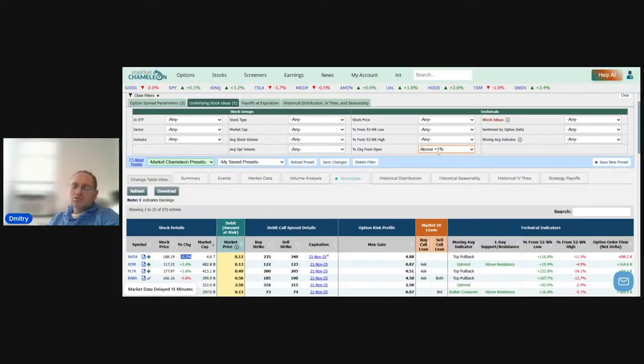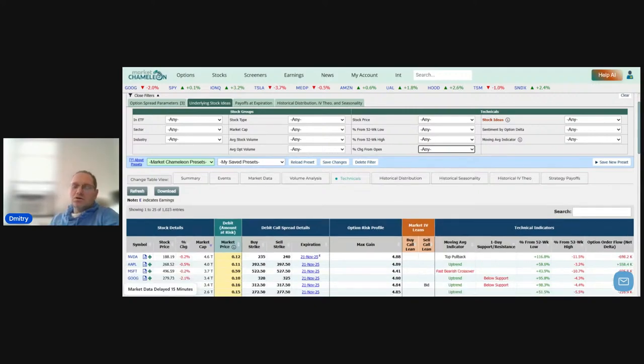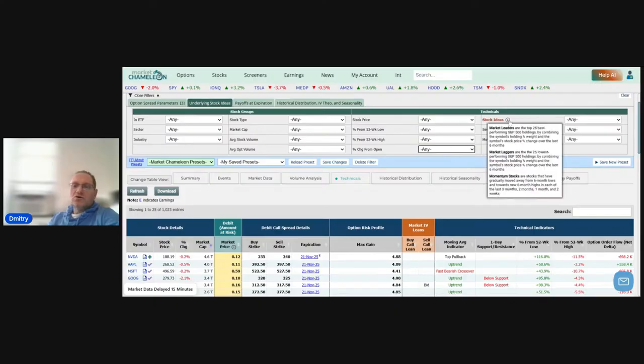Another way, we could just remove that or keep that, but let's just remove it. And another indicator on this screen could be stock ideas. So if you hover over it, there's three of them. One is market leaders, market laggers, and momentum stocks. So market leaders is just showing us the top 25 best performing stocks in the S&P 500 that are responsible for most of the S&P 500 gains. So the idea there is if the market continues higher, it will be led by those top stocks.